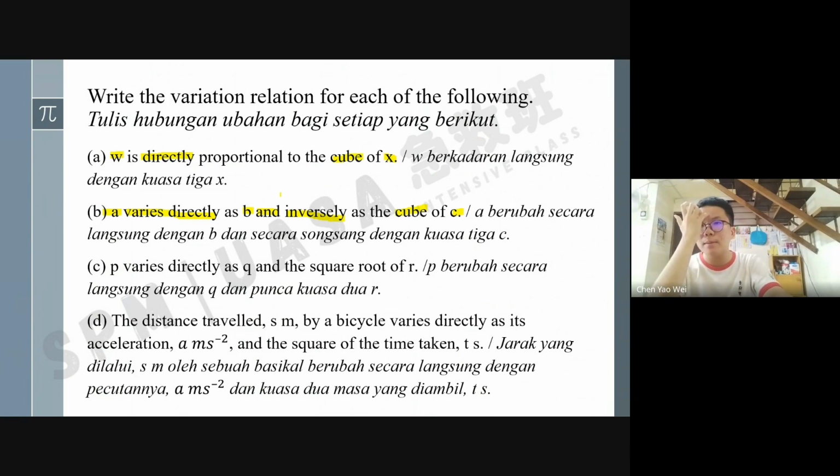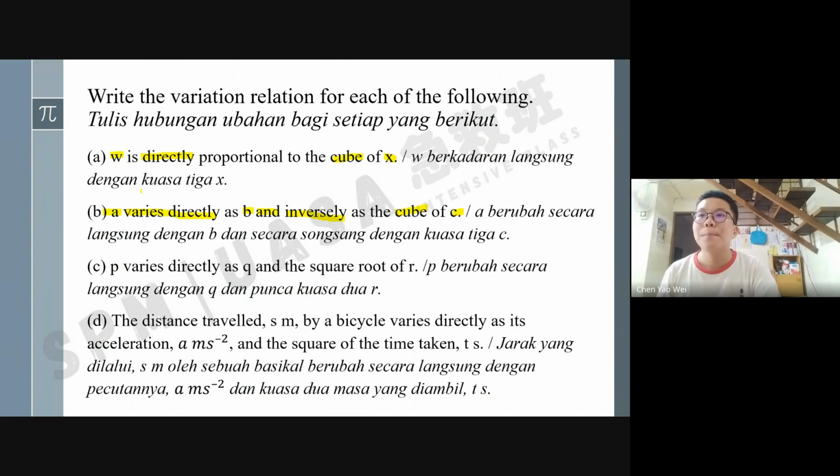Okay, please remember, see the important words, the keywords: varies directly and inversely, the cube root, square root, square. You need to be more alert about that because sometimes you make mistakes on that. It has happened to me many times already. So you need to be alert about that.